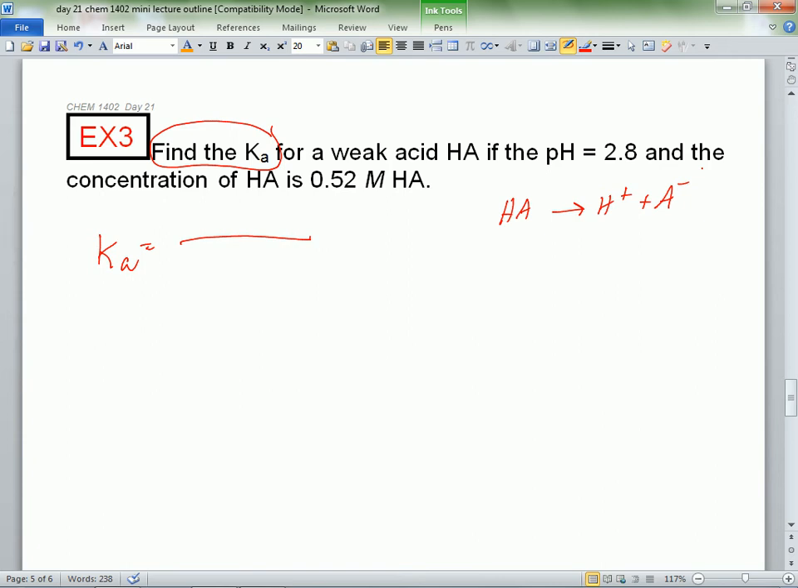Monica, what would you write for the Ka expression? H plus, A minus, over HA. Right? So we just need to find the concentration of each, is what Victoria said. She's right. You've got to find the concentration of each. So Maria, how are you going to do that? She says start by solving for the concentration of H plus. How?